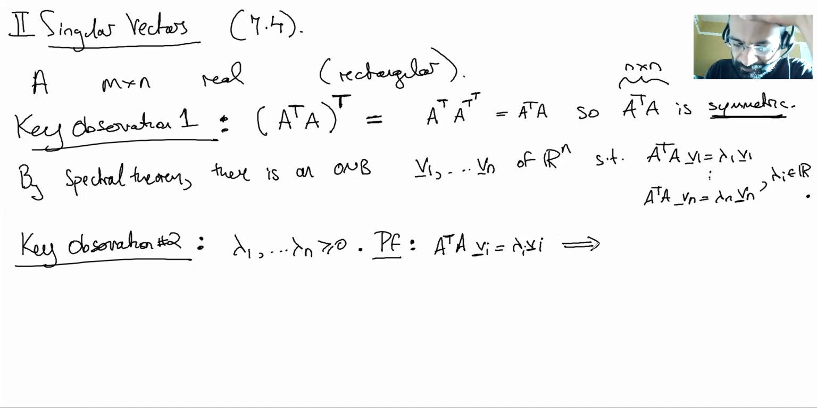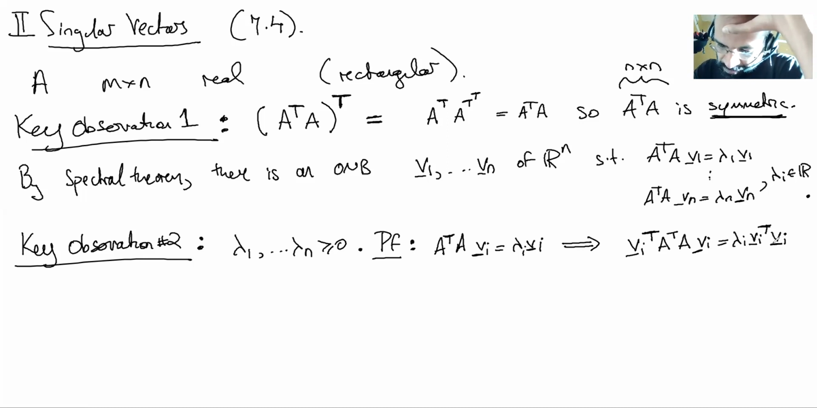I can do a sneaky thing now. I can multiply both sides by Vi transpose. Does anybody know how to simplify the right-hand side, for now? Vi transpose Vi is Vi dot Vi, the norm of Vi squared. Which is 1, because it's an orthonormal basis. So this is 1.